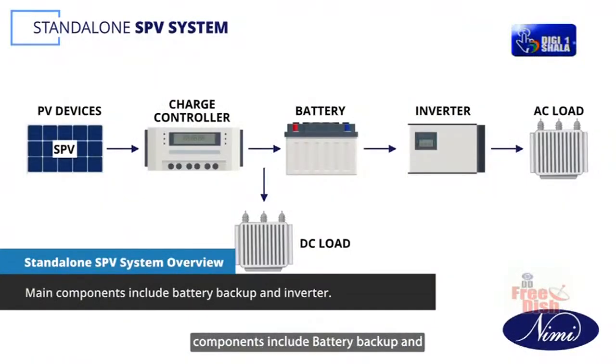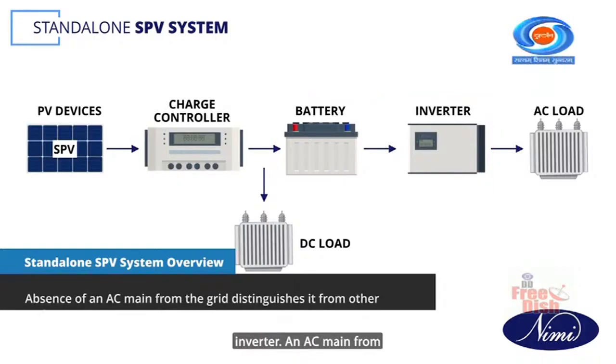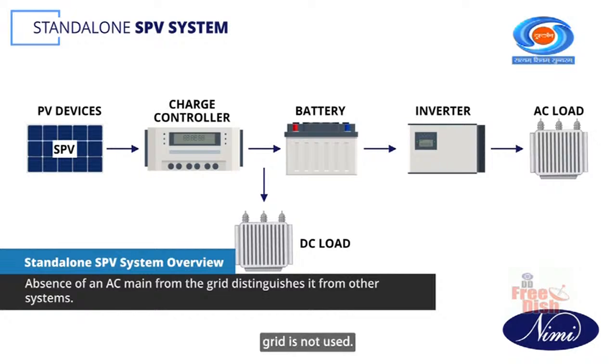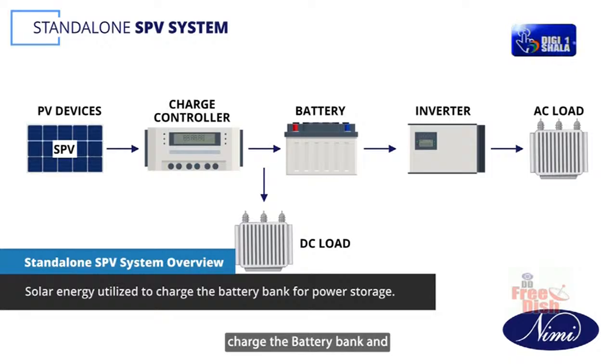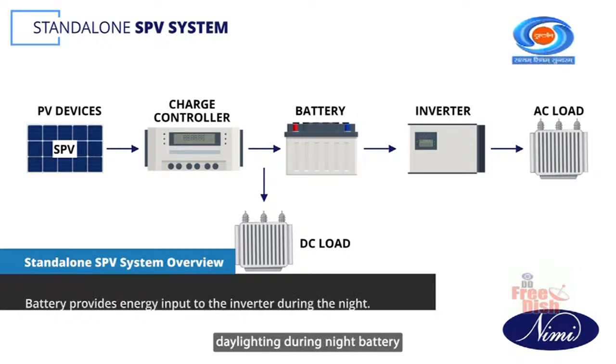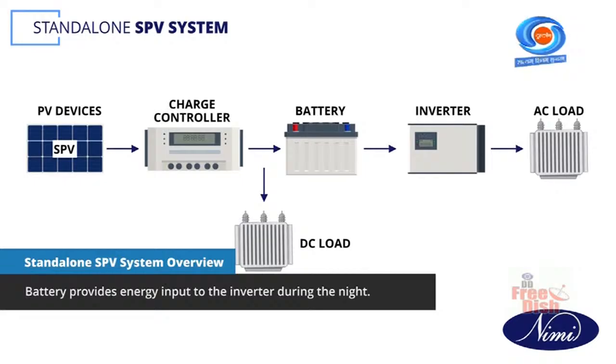The main components include battery backup and inverter. An AC main from grid is not used. Solar energy, the only source, is used to charge the battery bank and day lighting. During night, battery provides the energy input to inverter.